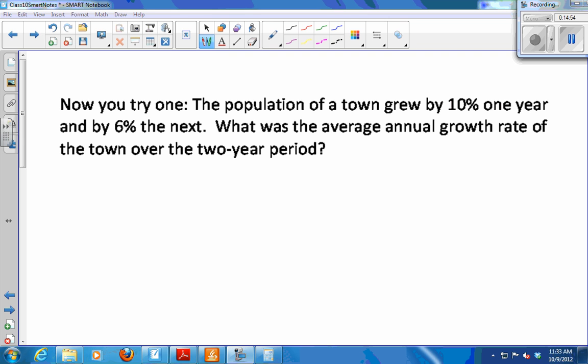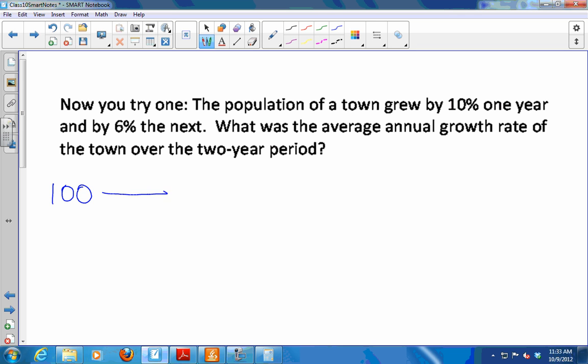Okay, so let's just see what happens when I grow by 10% and then by 6%. So say I start with 100 people in my town. Grow by 6%. So I would multiply by 1.06, right? That's how you grow by 6%. Oh, we did it by 10 first. Oh, you do 10 first. Sorry. By 1.1.